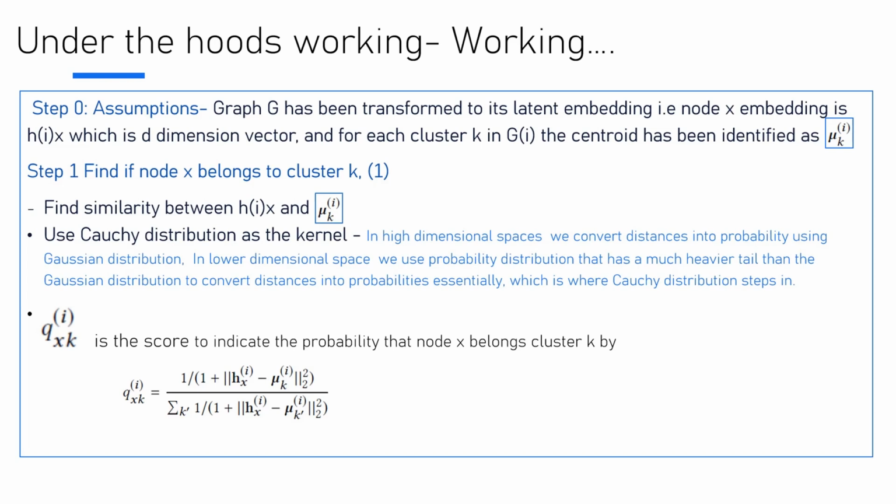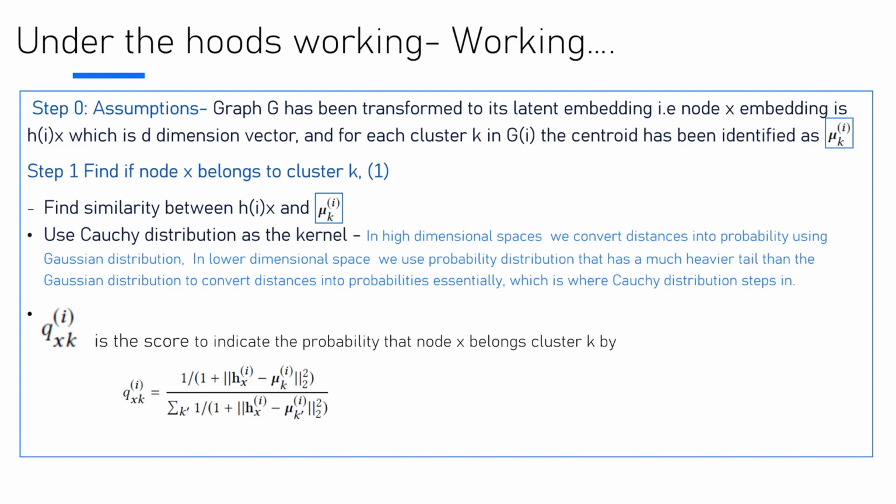In addition to the cluster in G_I, we also associate the centroid vector for the cluster, which we call mu_K^I. Assuming that we have these things, later we'll discuss an approach to learn mu_K^I by an attention-based projection, but I'm going to leave that for later. Now, let's focus on how to figure out if the node X belongs to the cluster K, which is the cluster assignment probability.